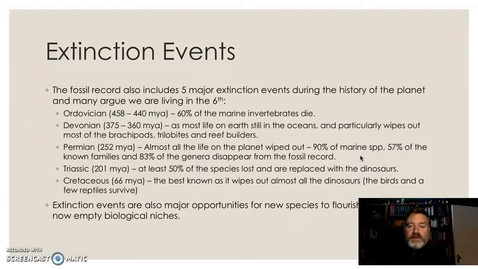In the Permian, there's another massive extinction event which wiped out almost all life on the planet. 90% of the marine species. 83% of all genera, or the genus on the planet, gone. The Triassic sees another 50% loss. This is when the dinosaurs appear. So dinosaurs flourish out of an extinction event. And then, of course, the last one was the Cretaceous, where the dinosaurs disappear, and we now see the flourishing of new species following that, although we're now, as I say, moving into a new extinction event.